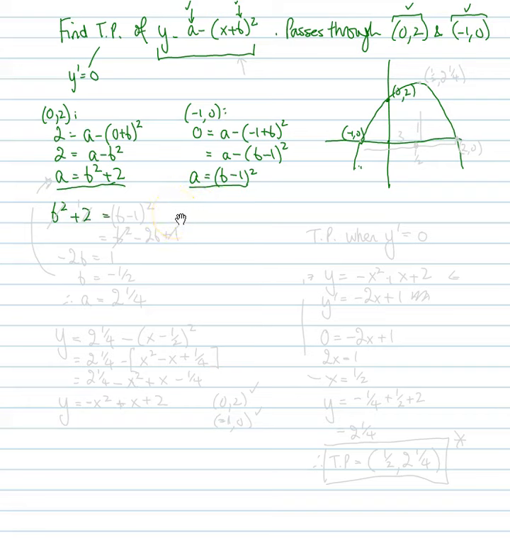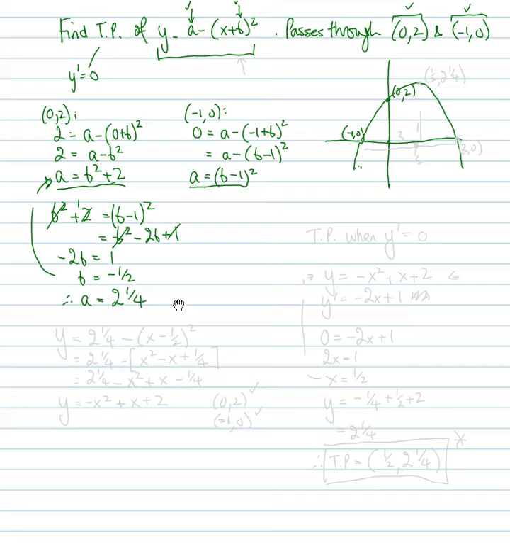b squared plus 2 equals (b minus 1) squared, which equals b squared minus 2b plus 1. The b squareds cancel out, so we get minus 2b equals 1, b equals minus a half. We substitute that back into either of them. Let's substitute back into this one here: a equals (minus a half) squared, which is a quarter, plus 2, so 2 1/4.